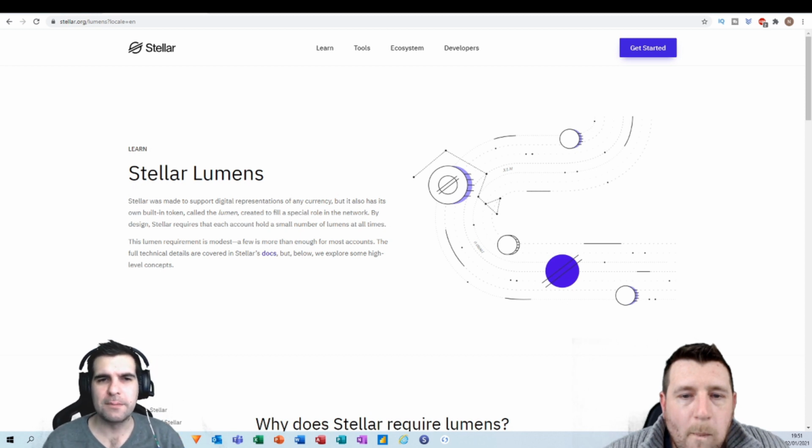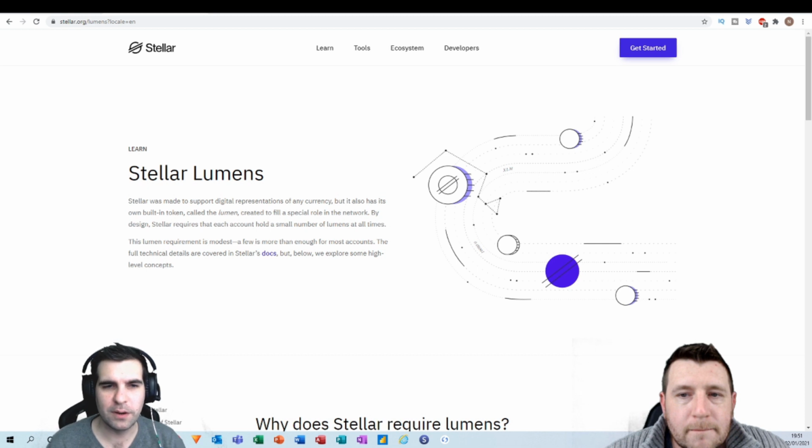So some people look at Stellar as the little brother, I guess, to Ripple, right? XRP and XLM, they're 2 very similar projects. In fact, the co-founder of Stellar is also the co-founder for Ripple and XRP. We'll get into that in a moment as well.